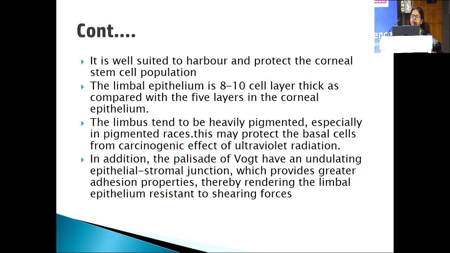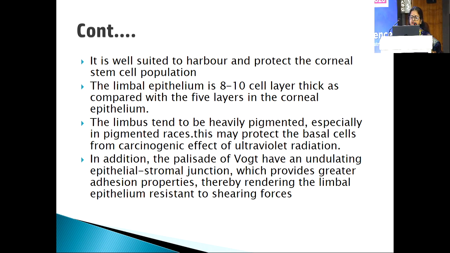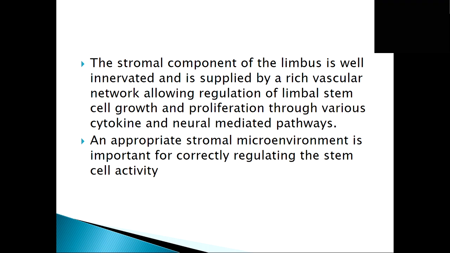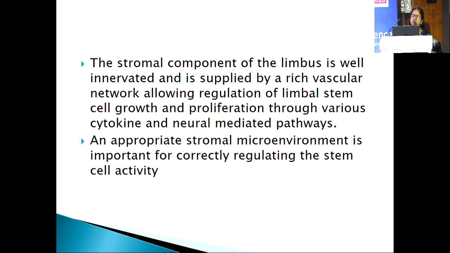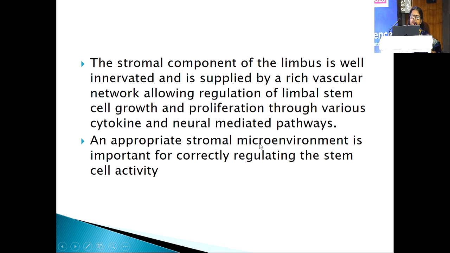In addition, the palisades of Vogt have an undulating epithelial-stromal junction, which provides greater adhesion properties, thereby rendering the limbal epithelium resistant to shearing forces. The stromal component of the limbus is well innervated and supplied by a rich vascular network, allowing regulation of limbal stem cell growth and proliferation through various cytokine pathways.